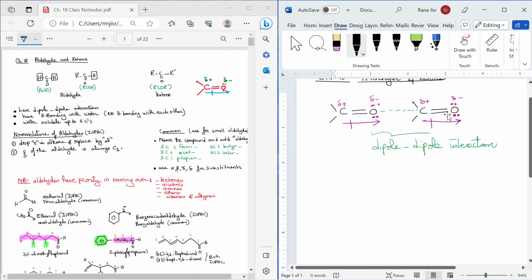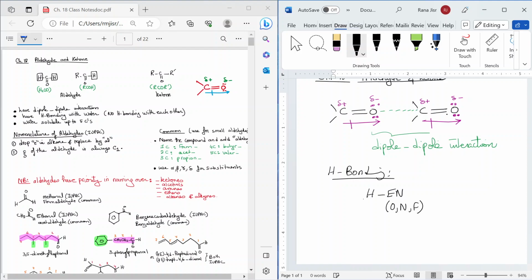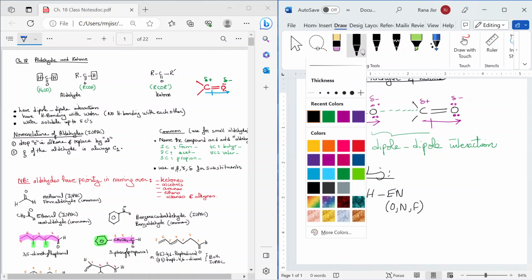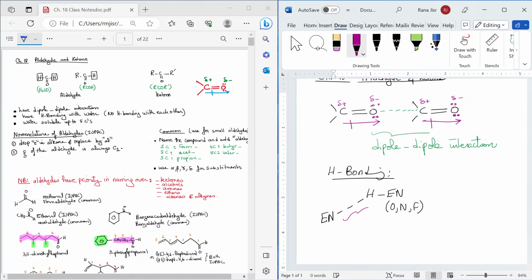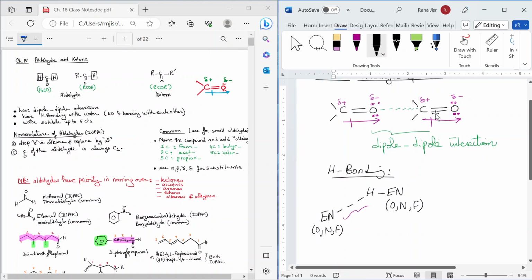When carbonyls are placed next to each other, there is no hydrogen bonding between them. Just as a revision, hydrogen bonding exists whenever a hydrogen is connected to an electronegative element, and the electronegative element is oxygen, nitrogen, or fluorine. And that hydrogen needs to interact with an electronegative element. This is the hydrogen bonding. In carbonyls, we don't have a hydrogen connected to an electronegative element. So if you place two carbonyls next to each other, there is no hydrogen bonding.